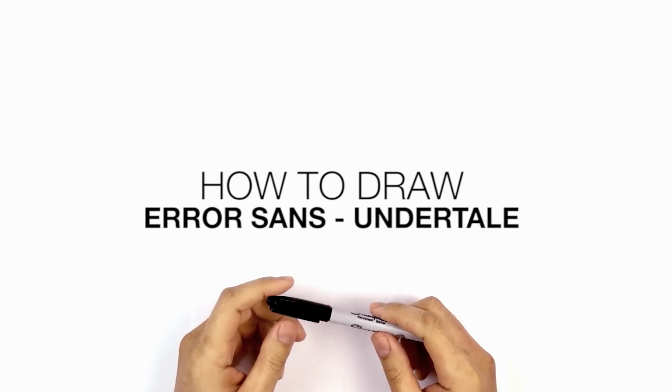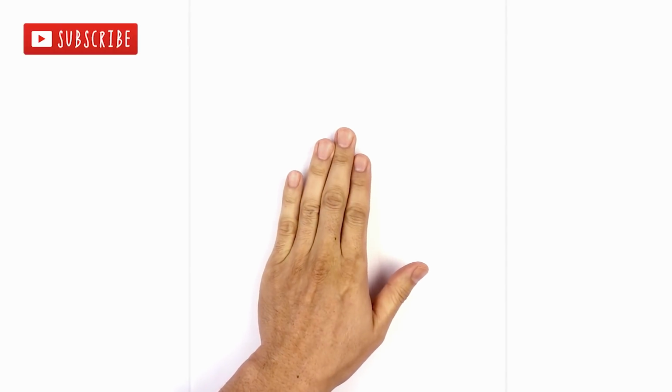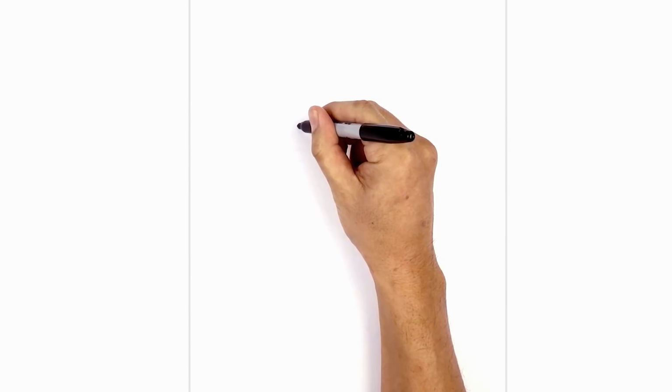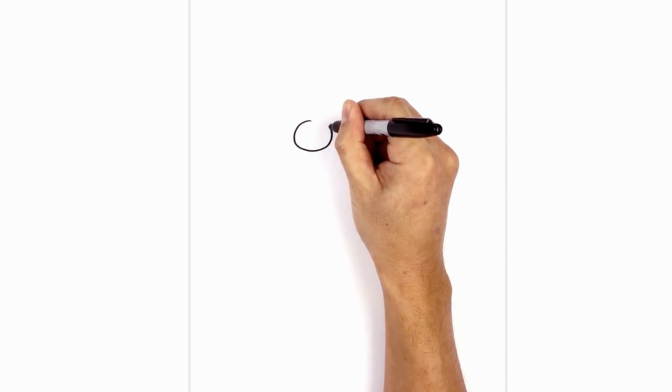Today I'll be showing you how to draw Error Sans from Undertale. Let's get started at the top of our page with the eyes. So I'm going to move over to the left side and draw an oval. Starting from the top, we'll go out towards the left, up on the right, and then back up towards the top.